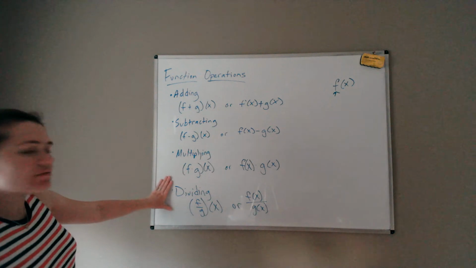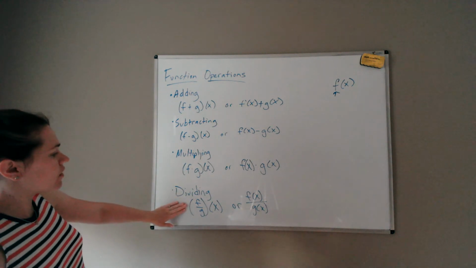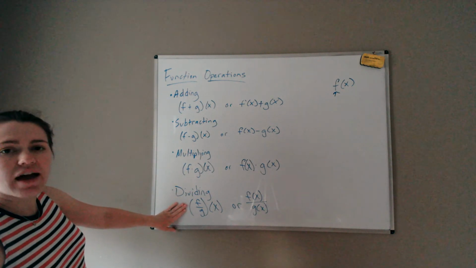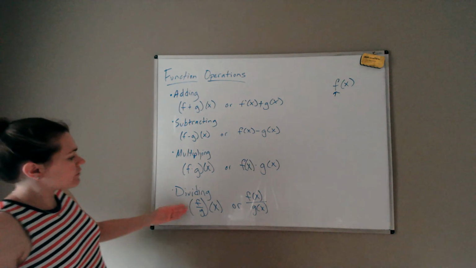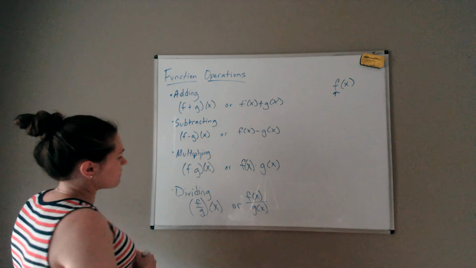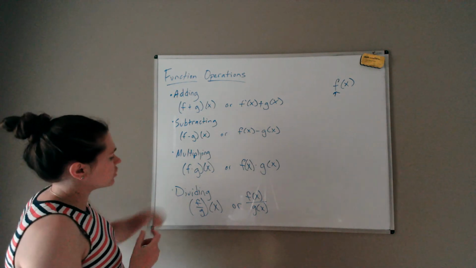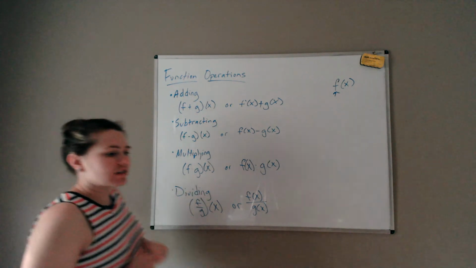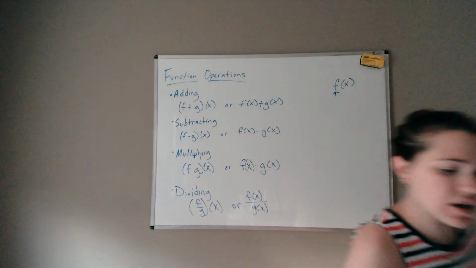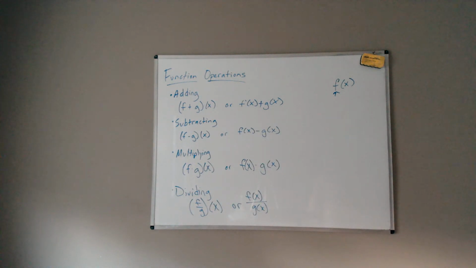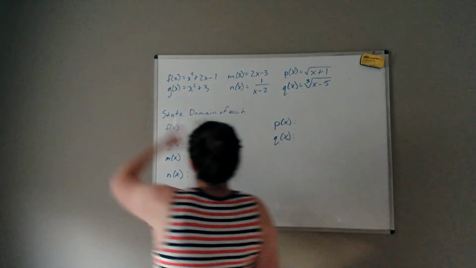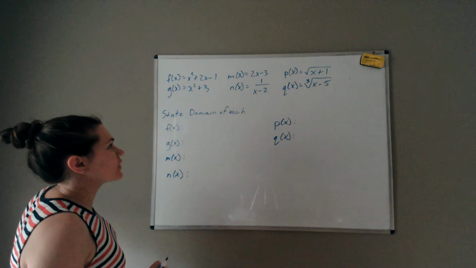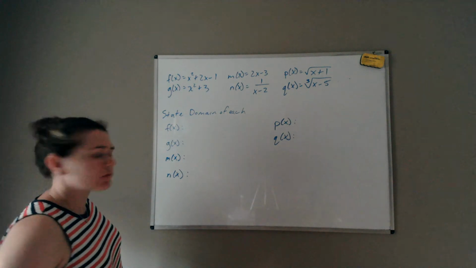And lastly, dividing, okay, f over g of x is the same as f divided by g of x. That's the same as saying that you're taking function f, dividing it by g of x, and that is your new function. So we're going to take a couple functions, we're going to go over domain, and we're going to do operations. So please copy down these 6 functions. We're going to be working with these 6 functions in this video about operations with functions.